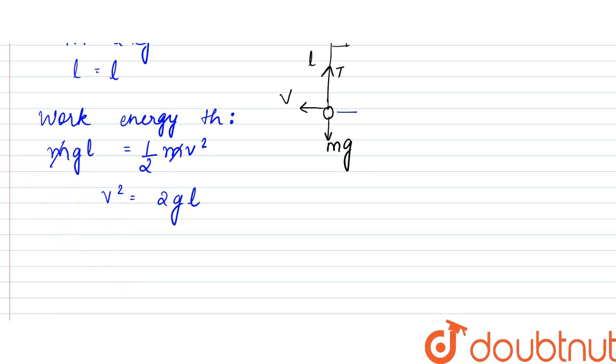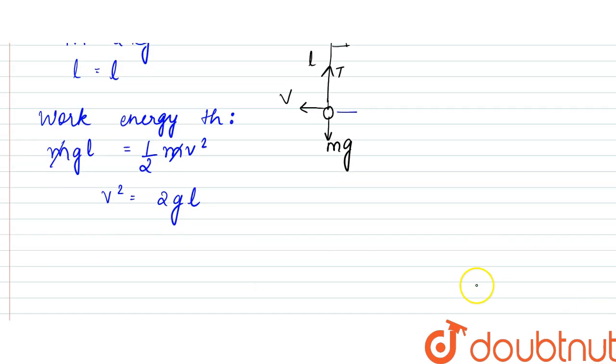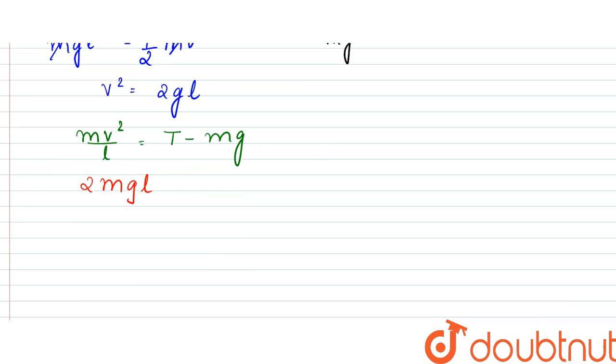So from here what we could say is that there would be a centripetal force here. So centripetal force, that is mv square by L, would balance out T minus mg here. So we can substitute v square here. So it would be 2mgl by L. That would be equal to T minus mg.